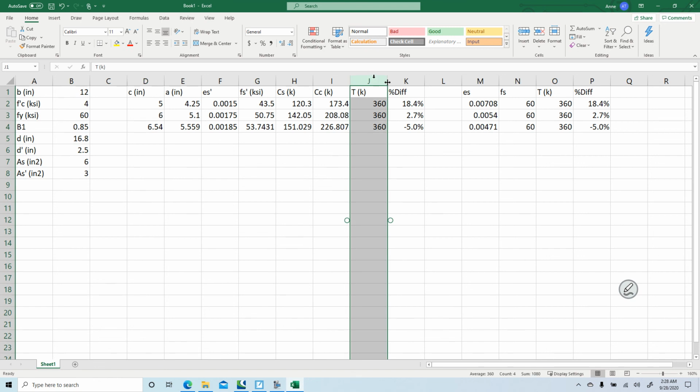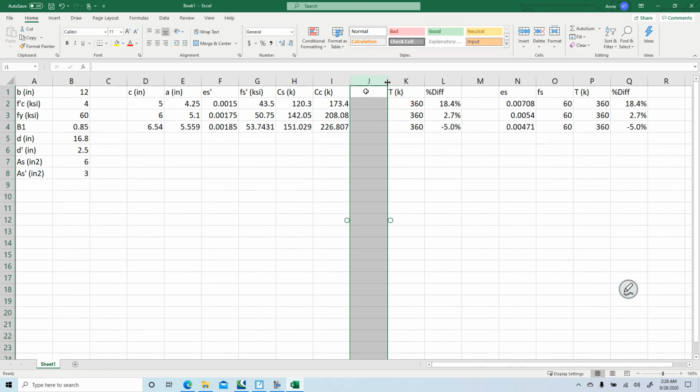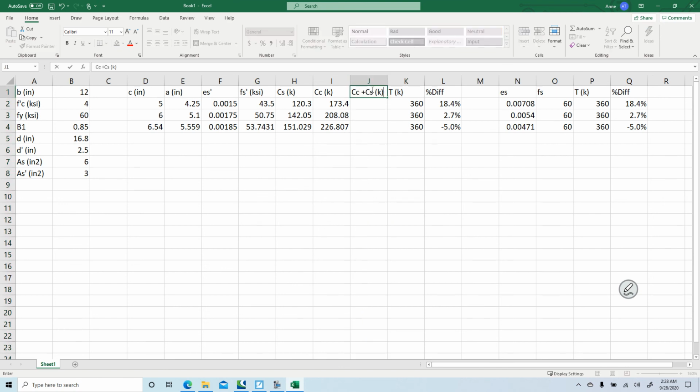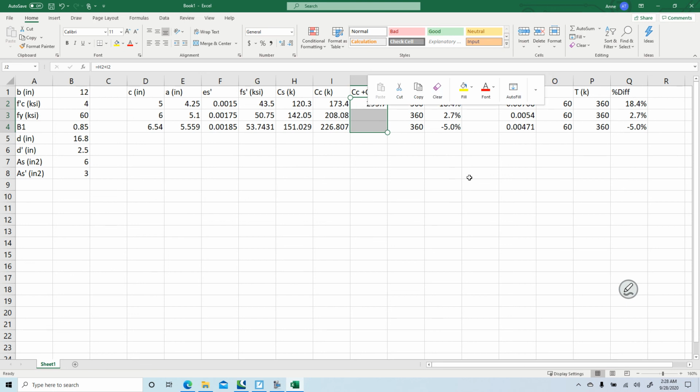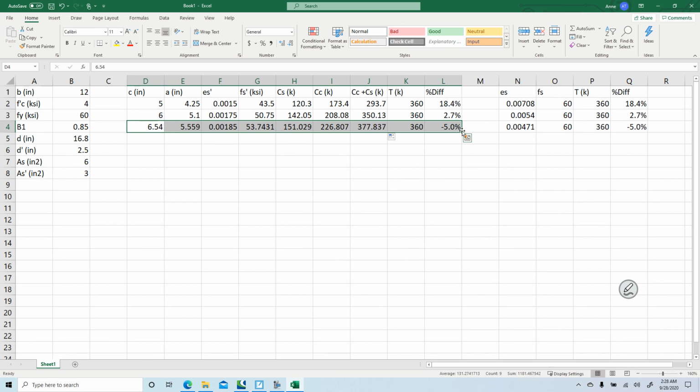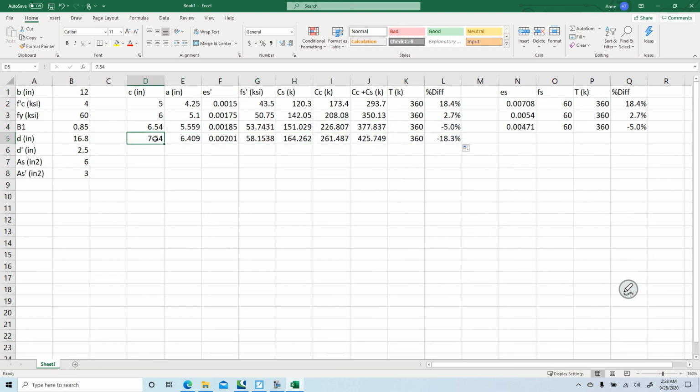Maybe I could add C sub C plus C sub S equals that plus that. You can see how off you are if you want to get exactly right. A C of 6.19 inches gives you the exact right answer.